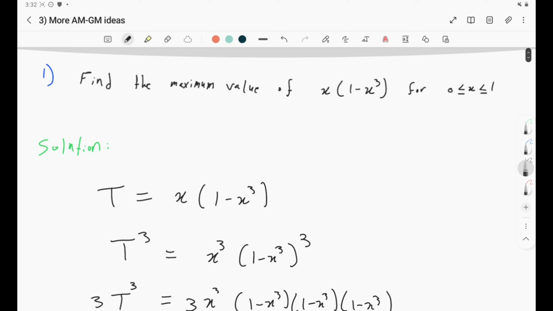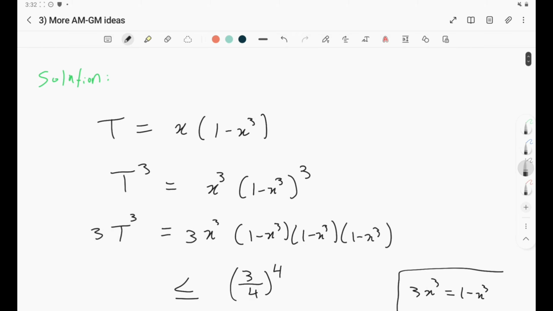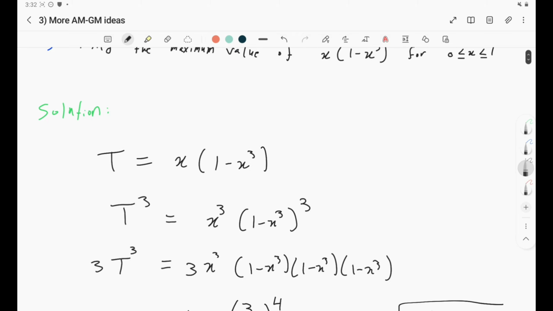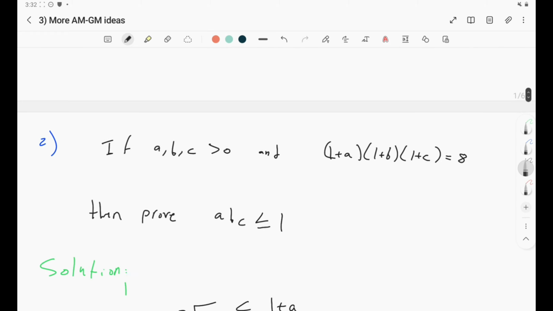We also really emphasized that in questions that ask you about a maximum or minimum, you need to show the equality case. The equality case needs to hold. Otherwise, it will not be a maximum value. It will be just some upper bound, but it's not a maximum value.